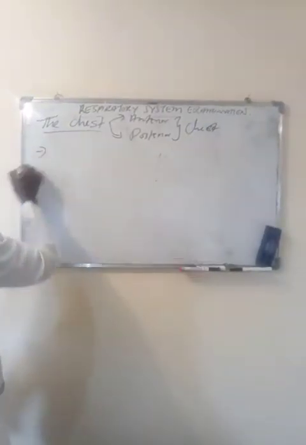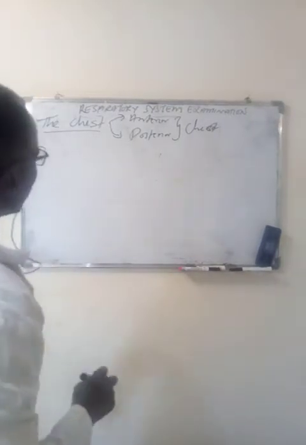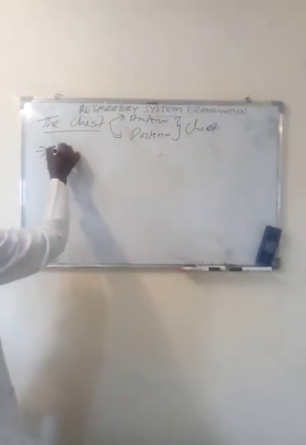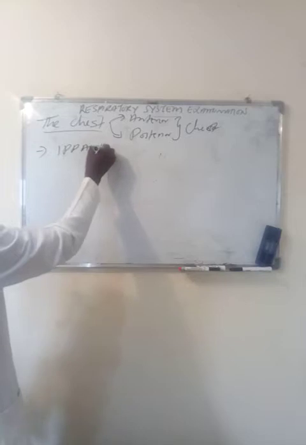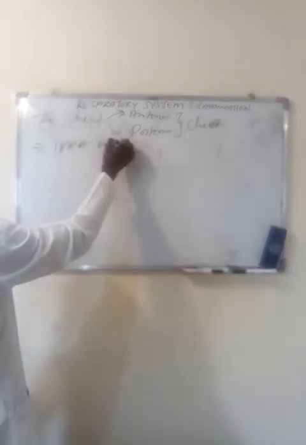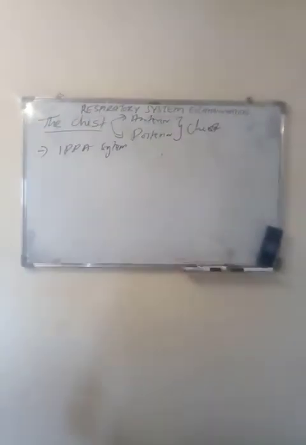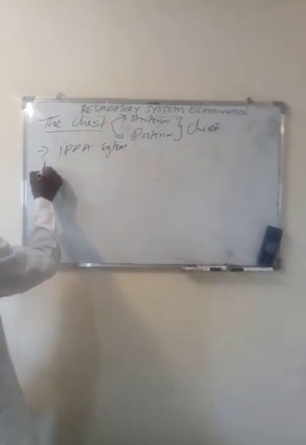In examining the chest, we go by what is called the IPPA system. That is inspection, palpation, percussion, and what? And auscultation. So let's look at inspection.